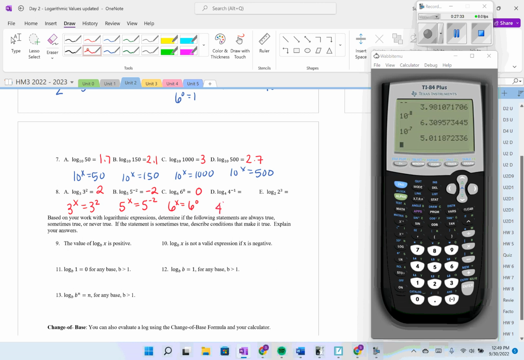For this one, 4 to what power equals 4 to the negative 1? So notice x would have to be equal to negative 1. 2 to what power equals 2 to the third? X equals 3.